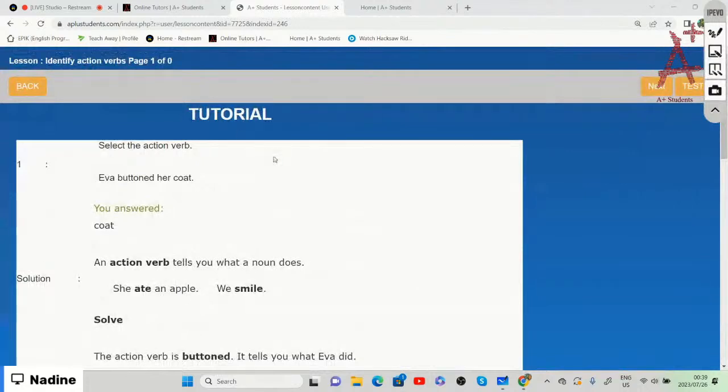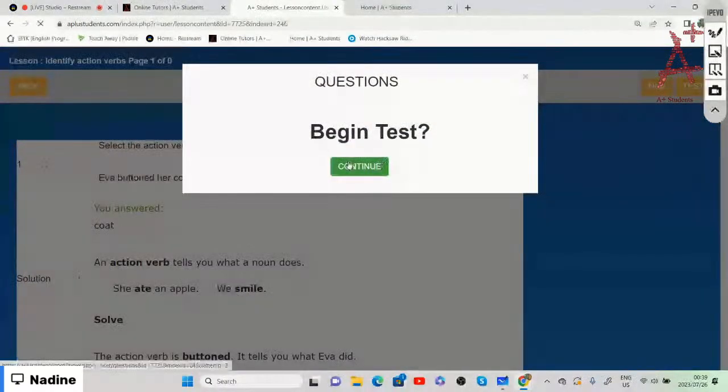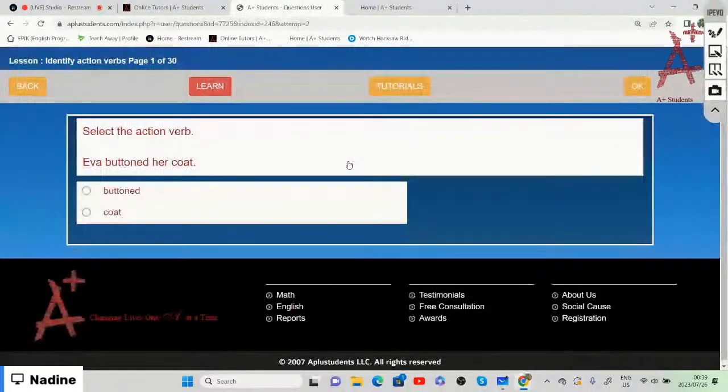All right, so that is us identifying action verbs within our sentences, basically identifying what the noun is doing. So now we're going to the test, and we are going to select the action verb within the sentence. Eva buttoned her coat. We need to choose the correct action verb. Is it buttoned or is it coat? We need to select the action verb within the sentence.